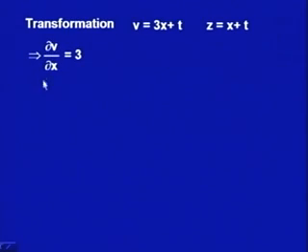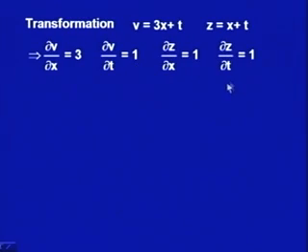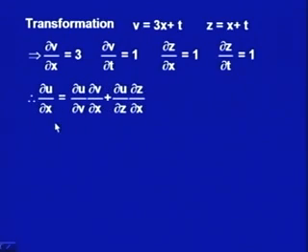This will give me ∂v/∂x as 3, ∂v/∂t as 1, ∂z/∂x as 1 and ∂z/∂t as 1. So, again using the chain rule we will transform, we will get ∂u/∂x and ∂²u/∂x² like that one.